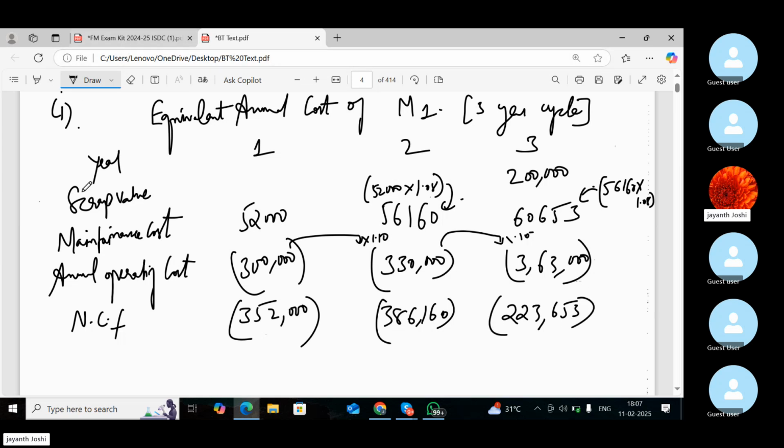Then you have the discount factors. See, basically, what is the formula for equivalent annual cost? You have to find out the project's NPV and divide by the annuity factor. Okay, so that we will do.